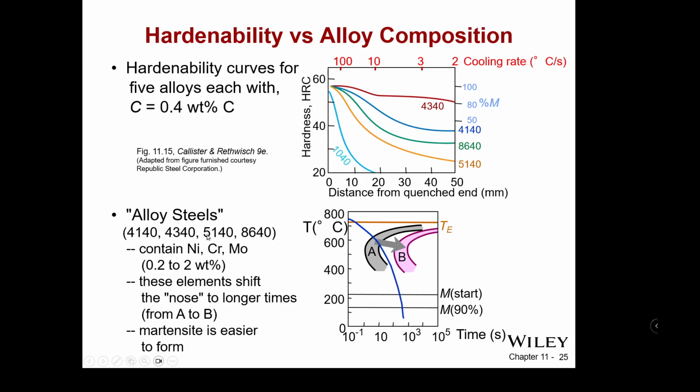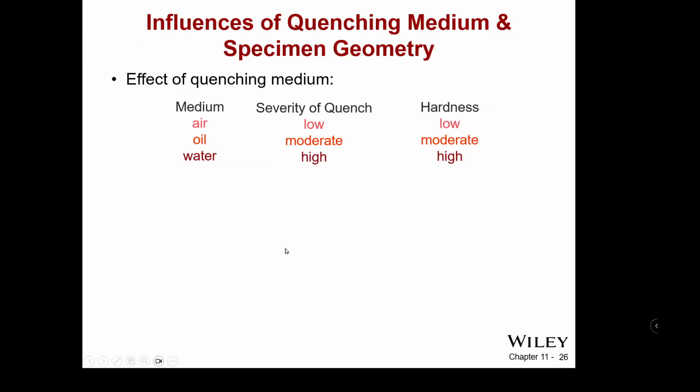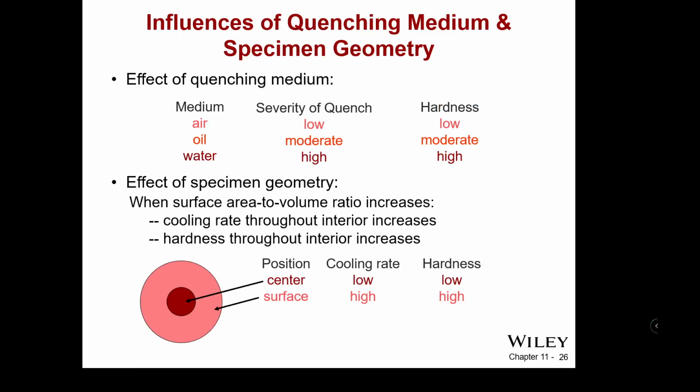Each of these, 4140, 4340, 5140, 8640, have nickel, chrome, and molybdenum, and they shift the nose to a little bit longer times from A to B. So they shift the curve to the right, giving you more time to form martensite. So it's easier to form, doesn't have to be quenched as quickly. So that quench medium changes. Air is a really low severity quench, low hardness. Oil is a moderate quench method with moderate hardness. Water is a high quench with a high hardness.